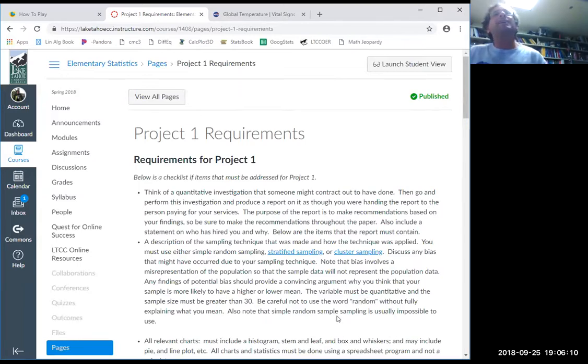Just to let you know, what I've done is every quarter I add more to this because I'm like, oh no, they shouldn't have done this. So then I put something in here to maybe help you guys understand not to do something. Does that make sense?